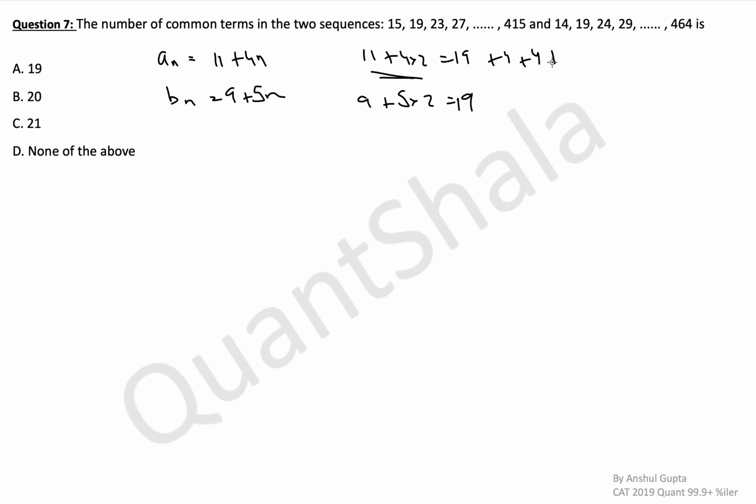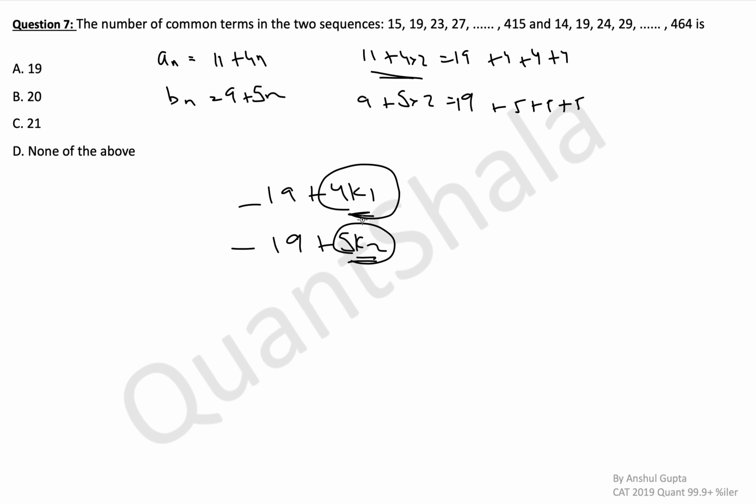Again next term you will add 4. Here next term you will keep adding 5, 5, 5. So the next term which will be common will be something on the lines of 19 plus 4k1 for the first one, and for the second one it will be 19 plus 5k2. And if these have to be equal, 4k1 has to be equal to 5k2. This will only happen when k1 is a multiple of 5 or k2 is a multiple of 4. Or both of these terms are divisible by the LCM of 4 and 5.